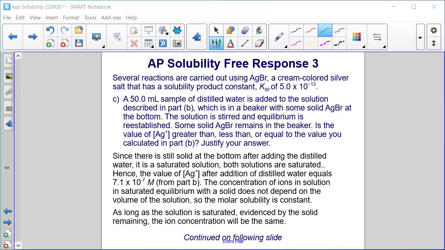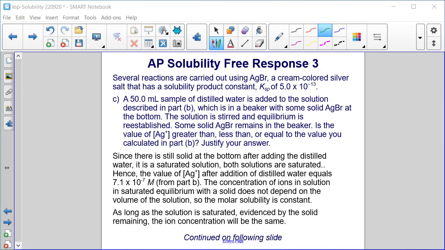Justify your answer. Since there is still solid at the bottom after adding the distilled water, so after we stir, there's still some solid left at the bottom, even after the equilibrium is reestablished, that means it is a saturated solution. Both the solution in part B and the solution in part C are saturated. Hence, the value of silver ion after the addition of distilled water is the same as we found in part B, 7.1 times 10 to the minus 7 molar.